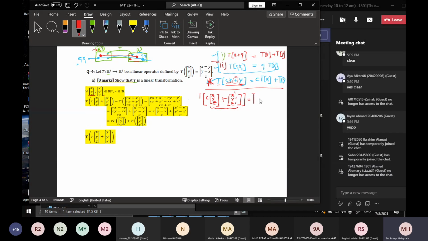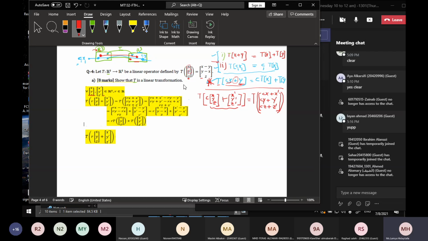So we need to find the transformation now of which new vector? Of the vector cx plus x dash. And then the second element, which is what? cy plus y dash, correct? And then the last one is cz plus z dash. So this is our vector, and we need to find this transformation.